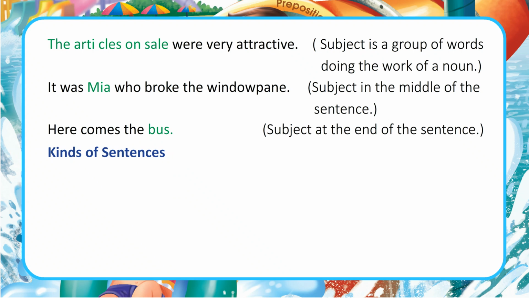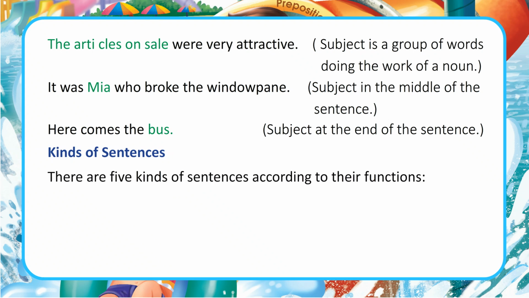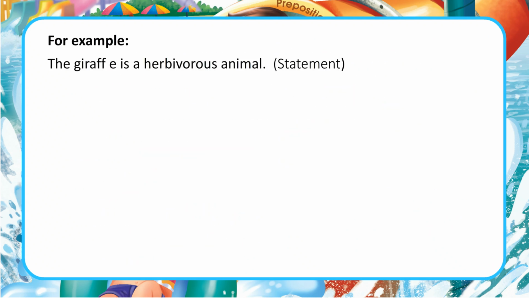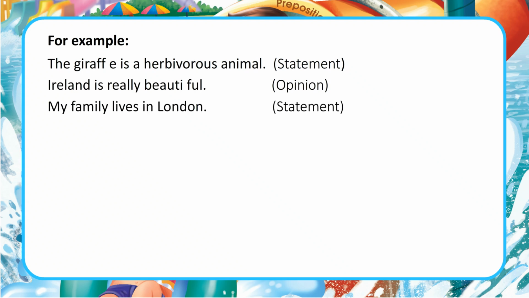Kinds of sentences. There are 5 kinds of sentences according to their functions. A. A declarative sentence makes a statement or assertion. It is a sort of sentence that creates an announcement, facts, opinions and provides explanations. We can say that it is a simple and straightforward statement. It ends with a full stop. For example, the giraffe is a herbivorous animal. Statement. Ireland is really beautiful. Opinion. My family lives in London. Statement.